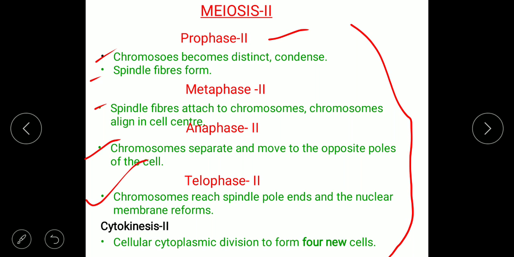After that, lastly, the Cytokinesis-II, where the cellular cytoplasmic division takes place. That means the cytoplasms of the daughter cells divide equally to form 4 new daughter cells with haploid number of chromosomes.